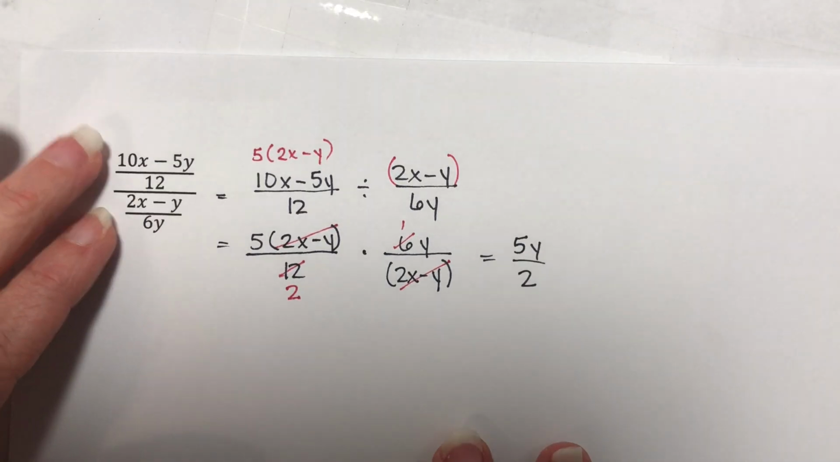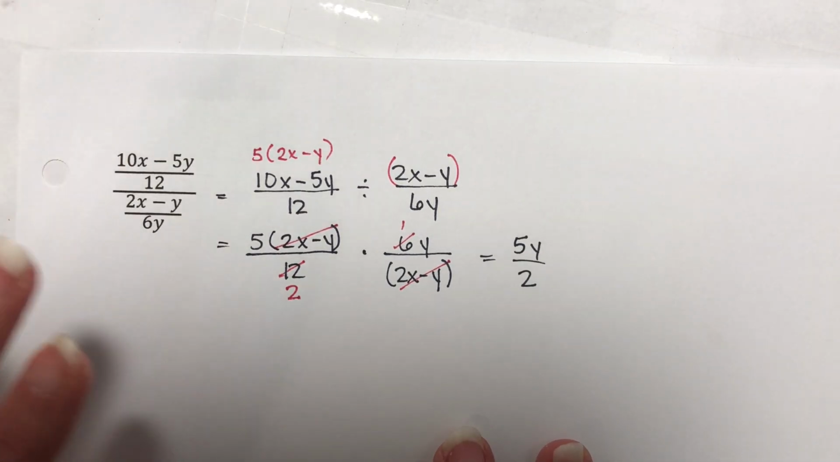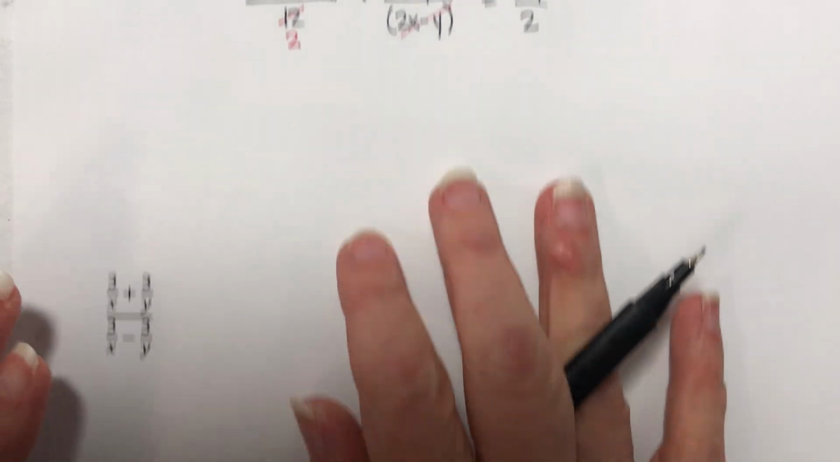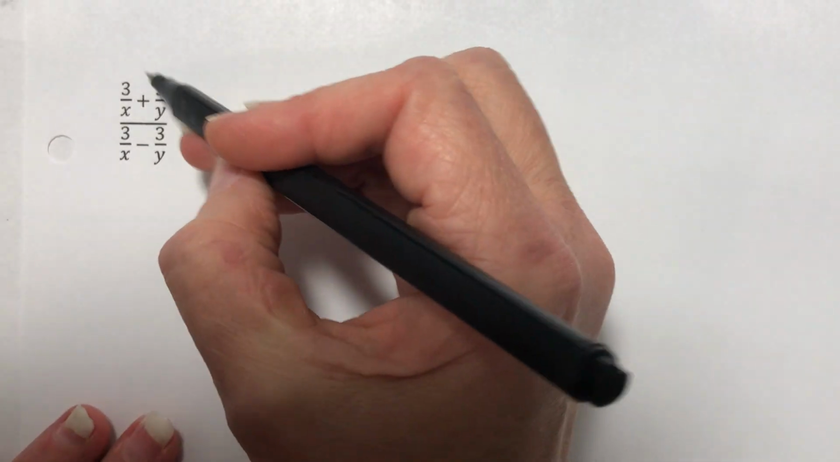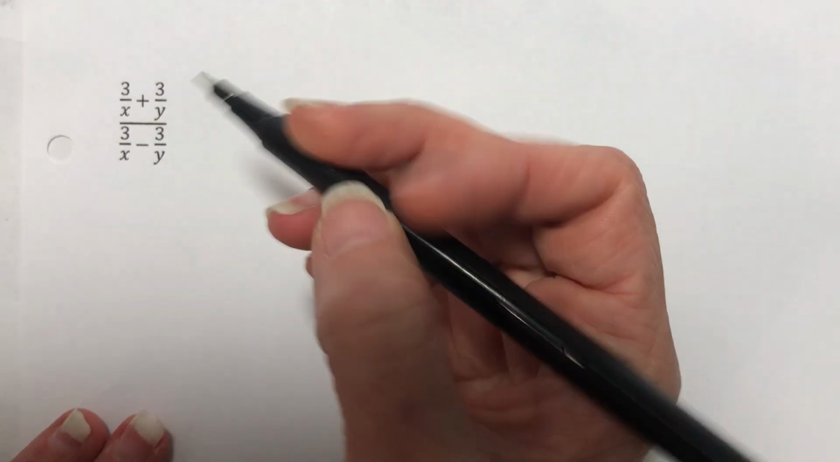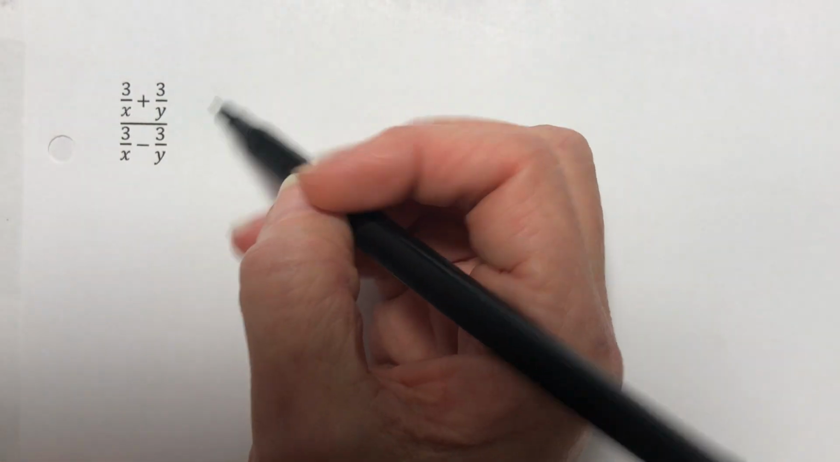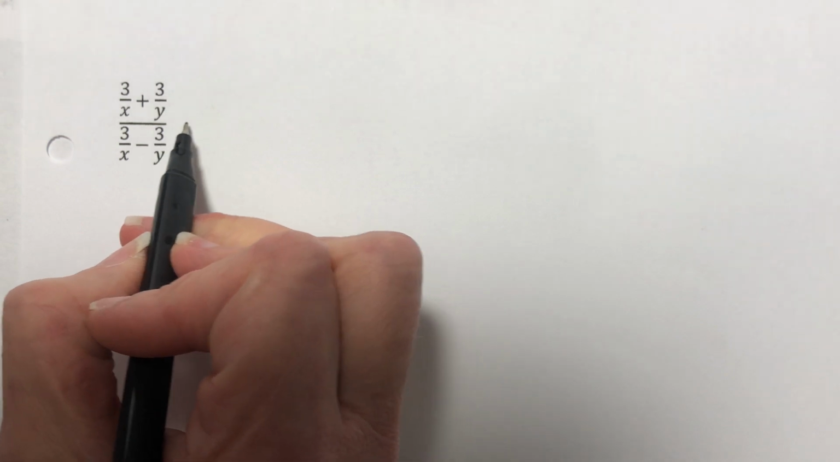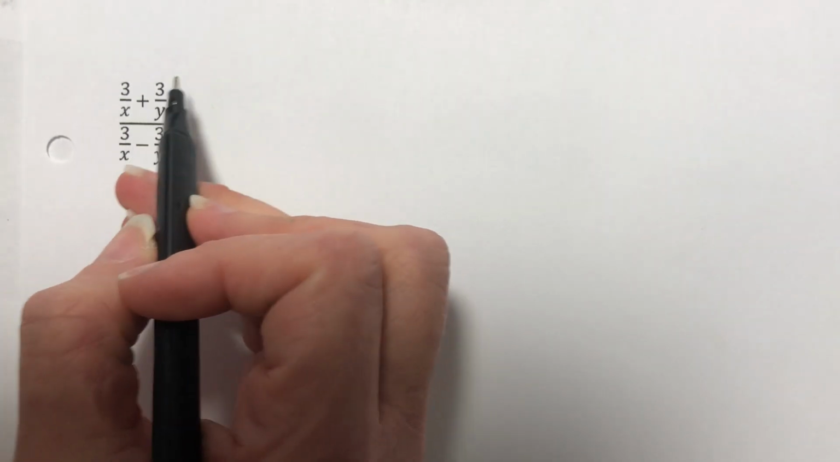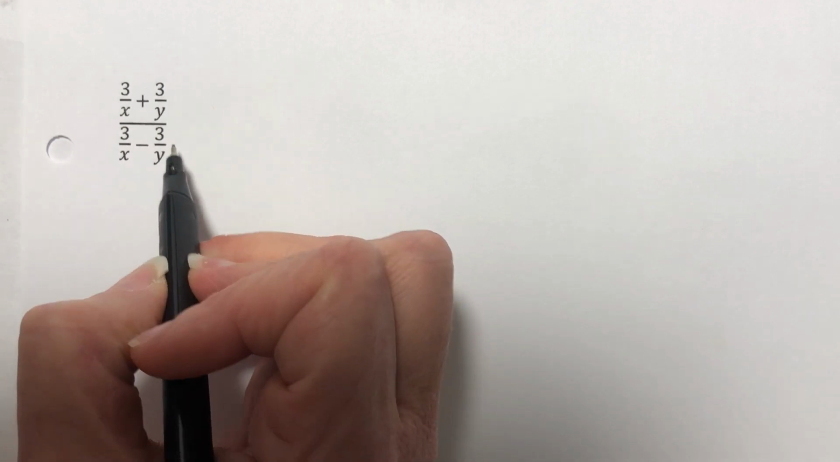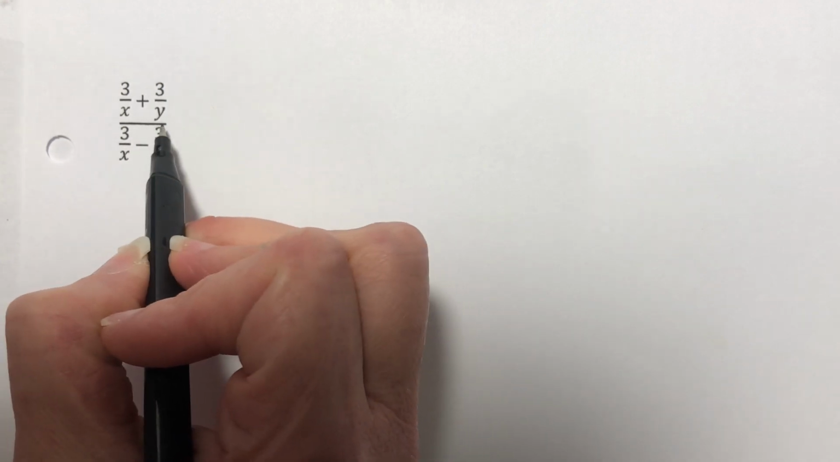Last problem. This one is trickier. All the ones we've had before have been a single fraction in the top, a single fraction in the bottom. Here we have an addition of fractions in the top and a subtraction of fractions in the bottom. You may remember when we talked about order of operations that the fraction bar operates as a grouping symbol, and we have to simplify the top and then simplify the bottom before we can divide.